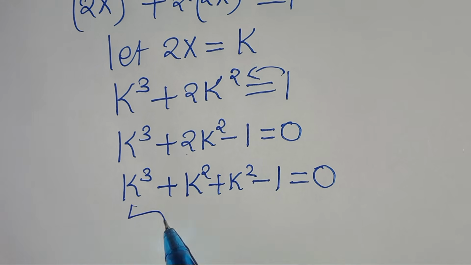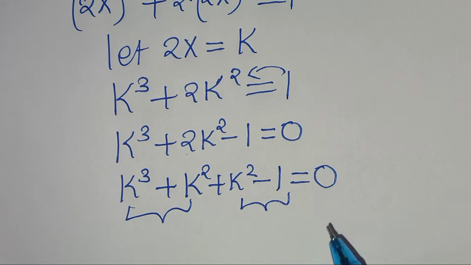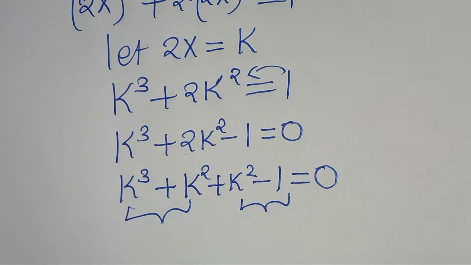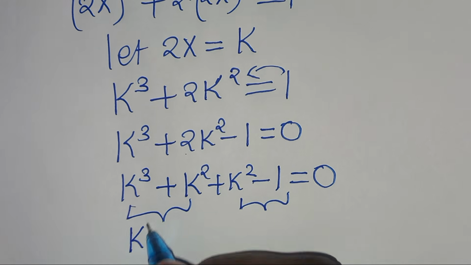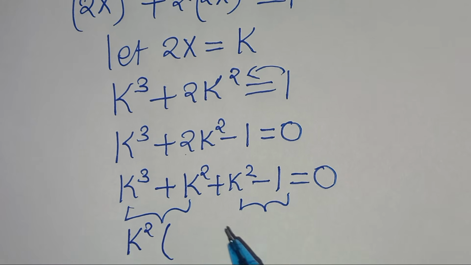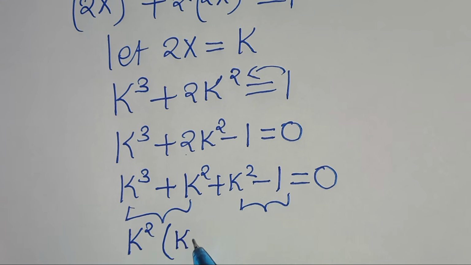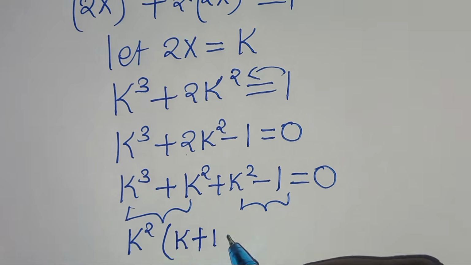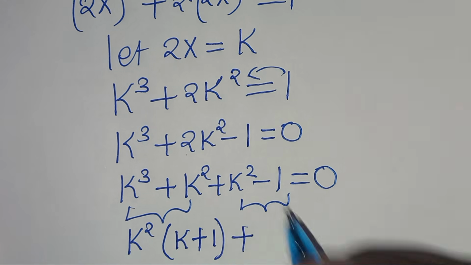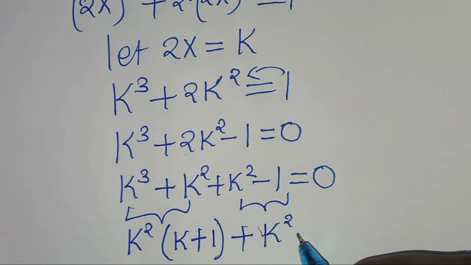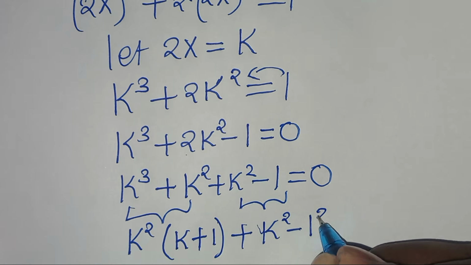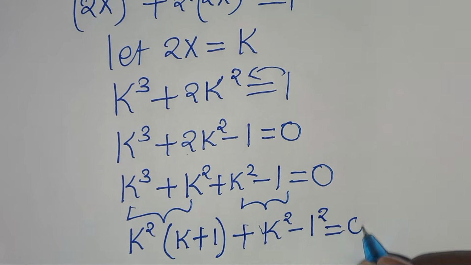We have got two parts here. We have that k squared is common here, so we can factor out k squared into the parentheses. This is k to the power of 3 divided by k to the power of 2, this is k, then plus k squared divided by k squared, this is 1. Then plus, here we have k to the power of 2 minus 1 to the power of 2. This is equal to 0.